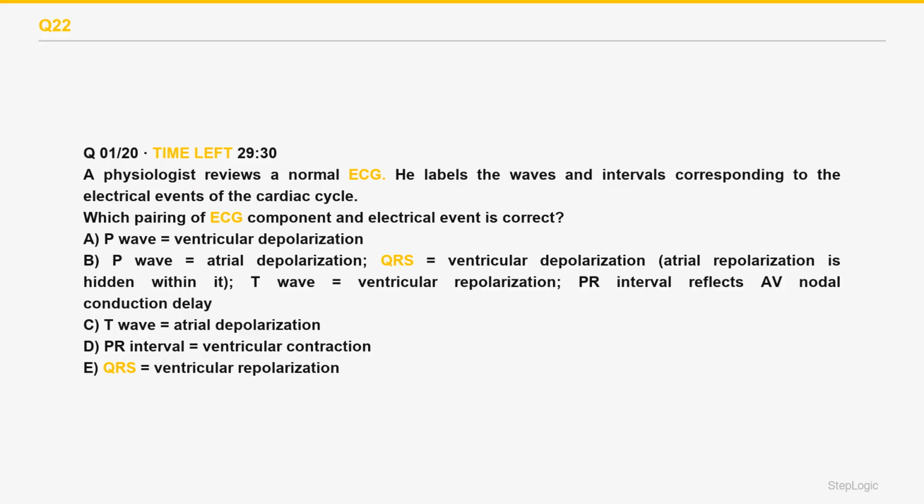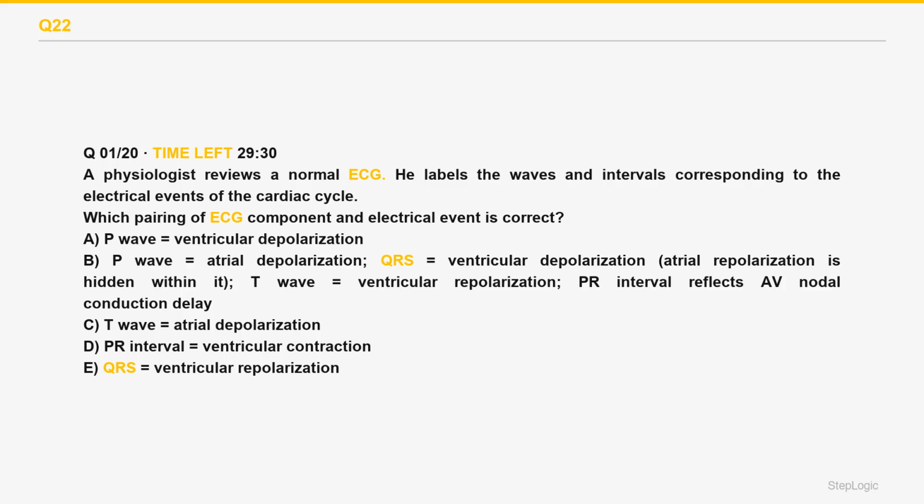Which pairing of ECG component and electrical event is correct? A physiologist reviews a normal ECG. He labels the waves and intervals corresponding to the electrical events of the cardiac cycle. Read the command: which ECG pairing is correct.